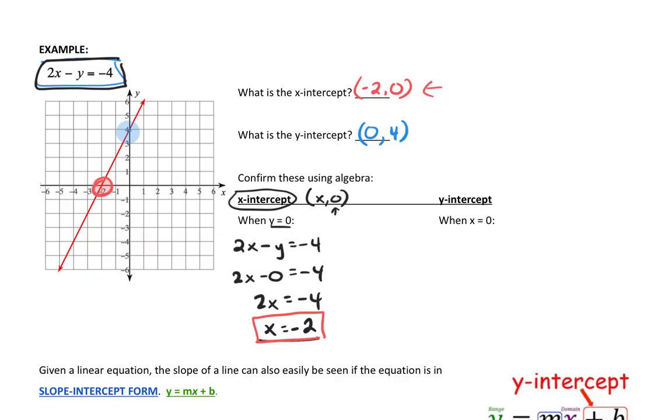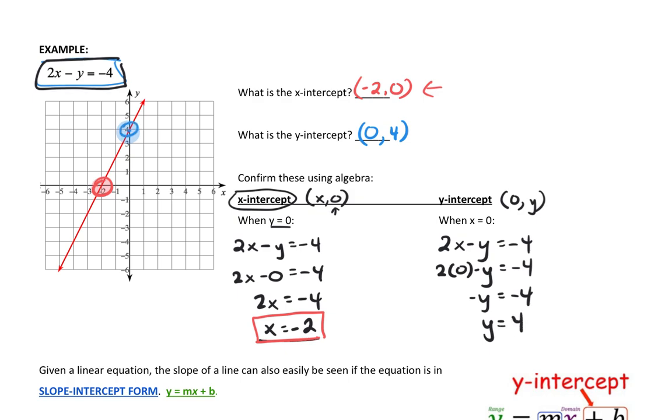Okay, the y-intercept is when x is 0. We're going to have the y value. So I have my equation. I'm going to replace x with 0. So I end up with -y is equal to -4. So that means y is 4. Hey, look at that. 4. So that means when x is 0, y is 4. When x is -2, y is 0. All right.